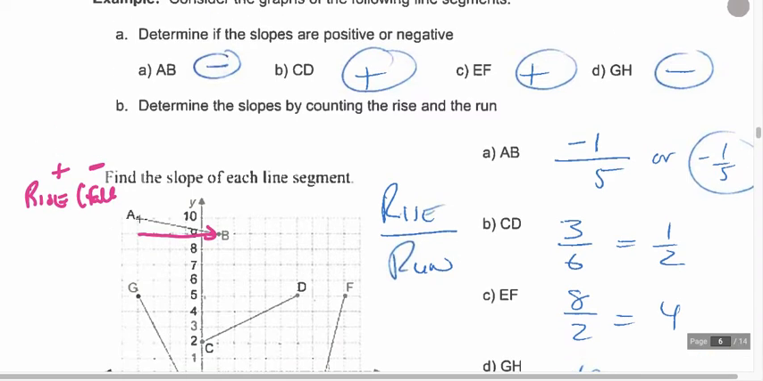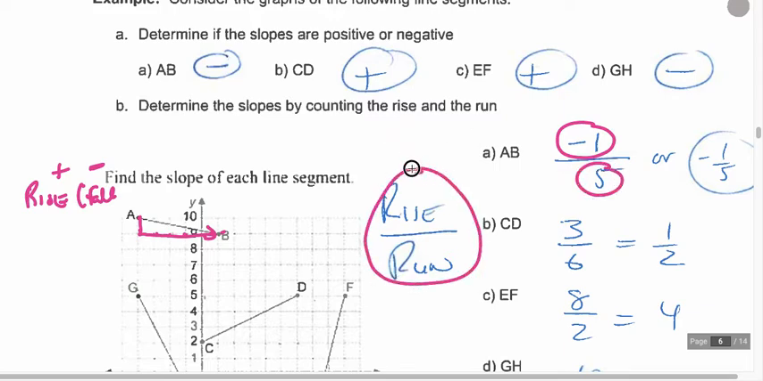Okay, so what you do is you start at A, and you say, if I go from A to B, how much do I go up or how much do I go down? I'm going from A to B, so I go down 1, so that's your -1. While I go over 1, 2, 3, 4, 5, that's my run. Okay, so I have my rise and my run. I went down 1 as I went over 5.